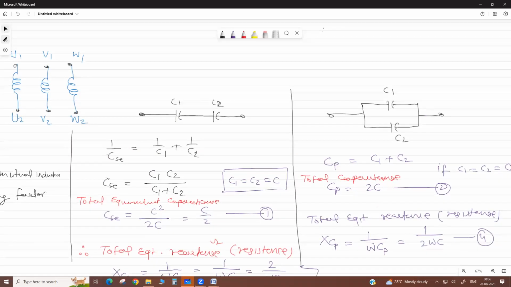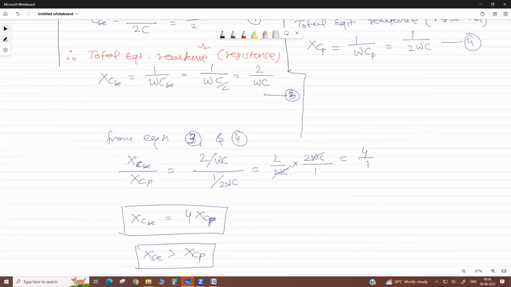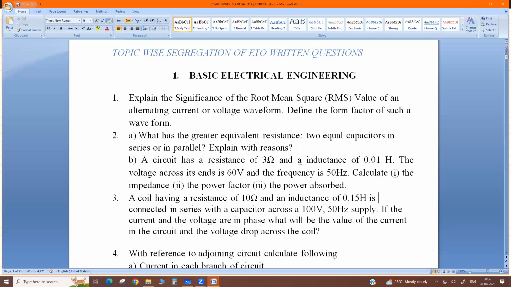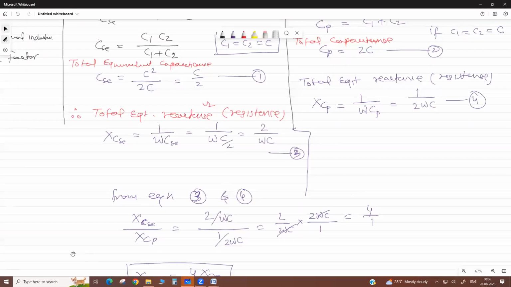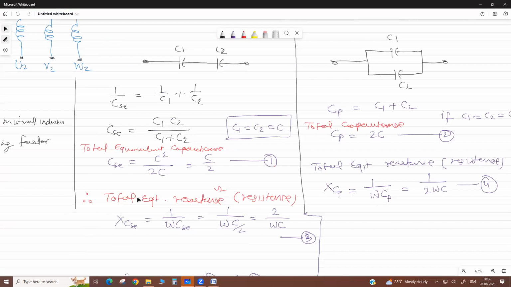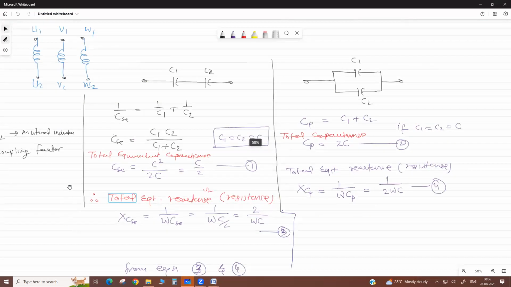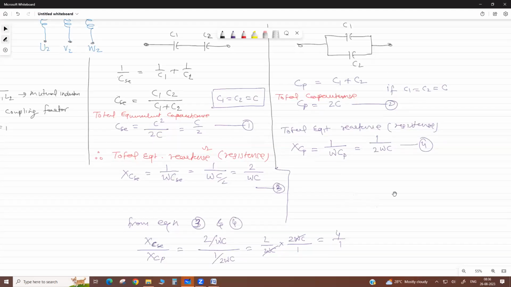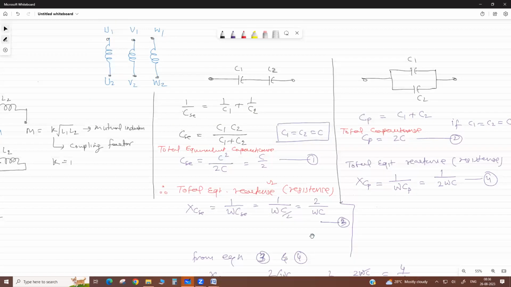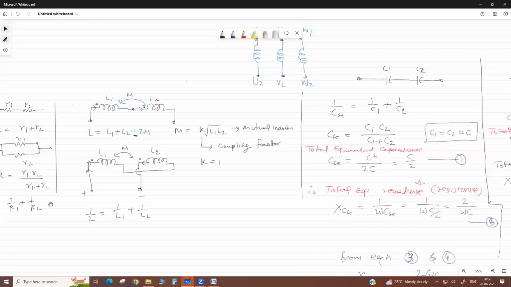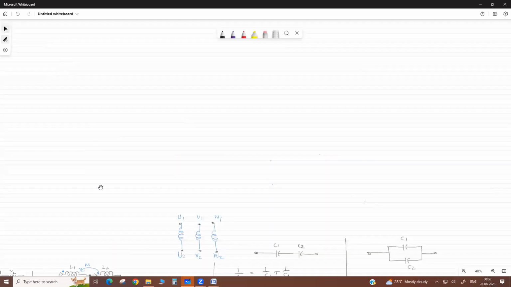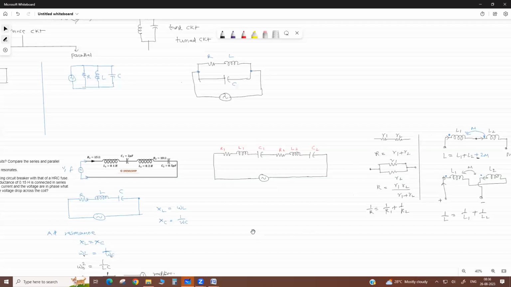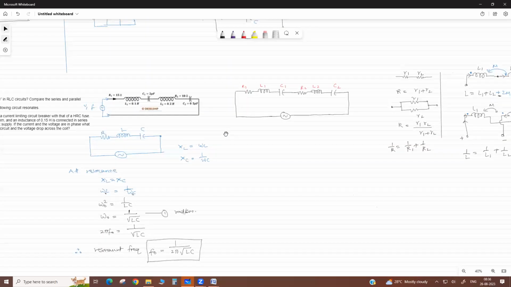This numerical we also solve. If this question is asked, this is the solution of this. Correct now? Let us cover the series parallel of RLC also here, because it is required in one question. Now we come to our main question.